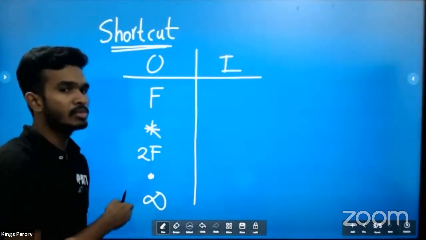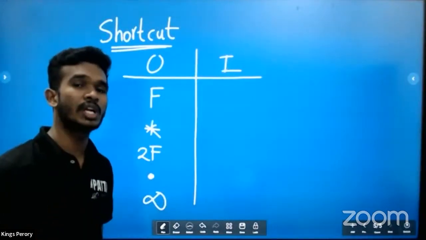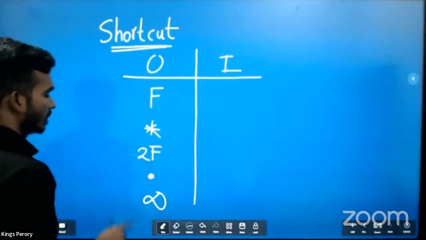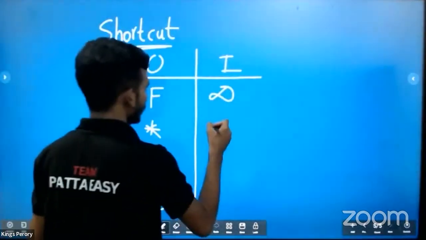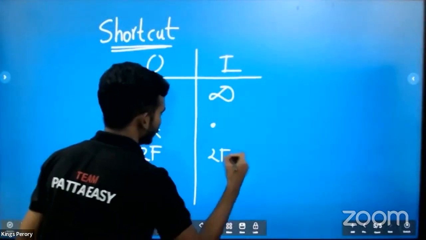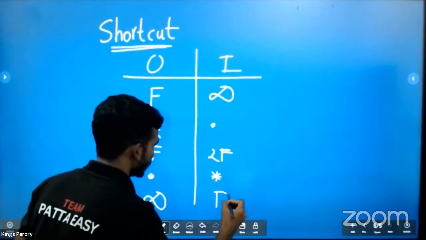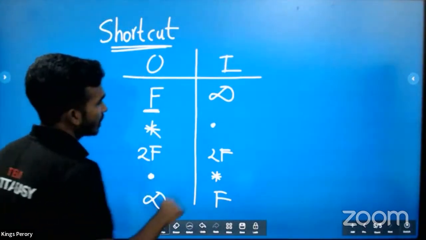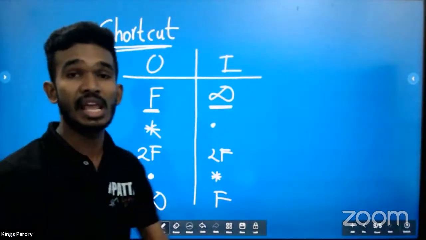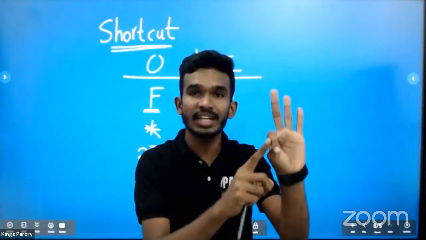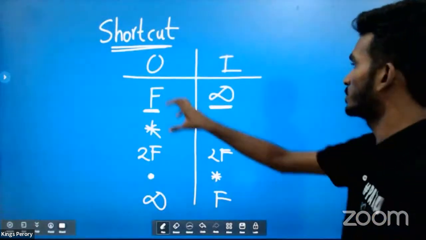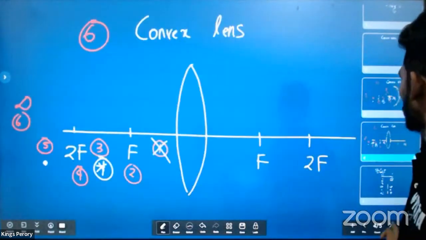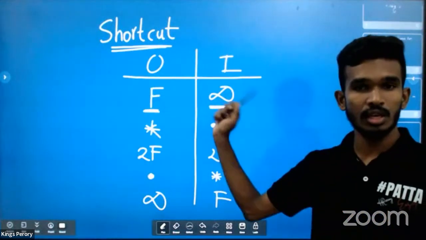When we keep the object at this position, where is the image going to be formed? Very simple. Write the same thing upside down. That means infinity goes there, dot goes there, 2F is 2F, star comes down, F comes here. Anisa, what does this mean? You keep the object at focal point, image will be formed at infinity in concave mirror and convex lens. So in both, object at F, image at infinity.